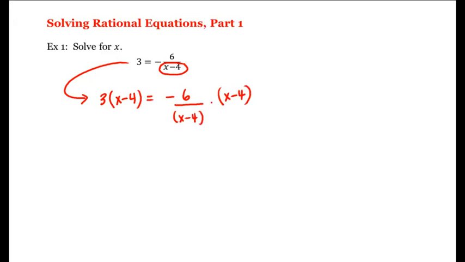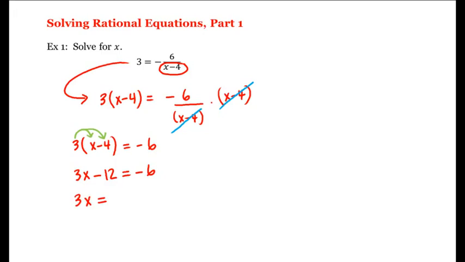And the (x - 4)'s on the right will cancel as long as x does not equal 4, which would leave us with 3 times (x - 4) is equal to -6. And now we'll distribute the 3 to both of these two terms, which gives us 3x - 12 is equal to -6. And then we'll add 12 to both sides, which gives us 3x is equal to -6 plus 12, or positive 6. And then dividing both sides by 3 gives us x is equal to 2.